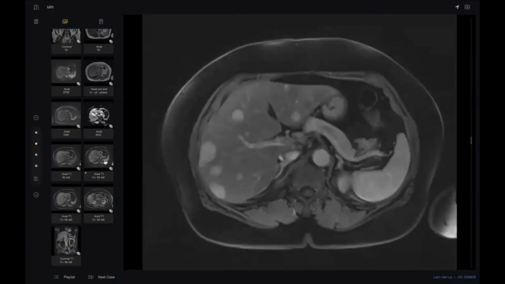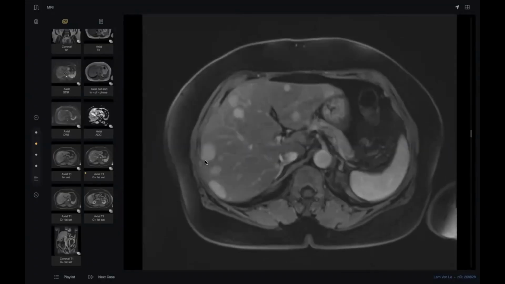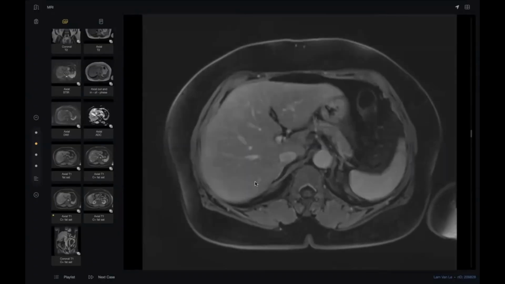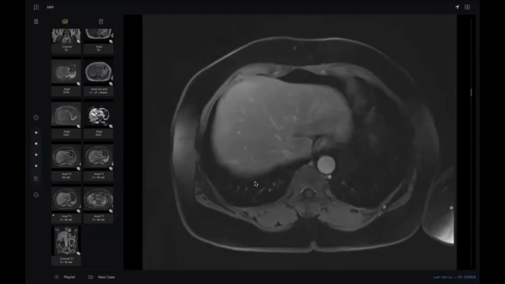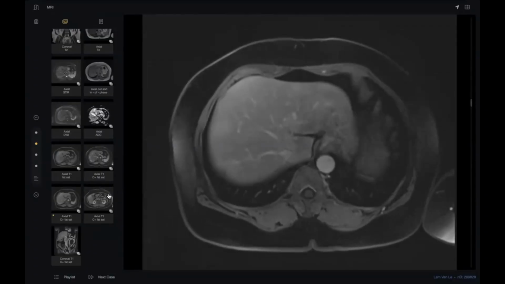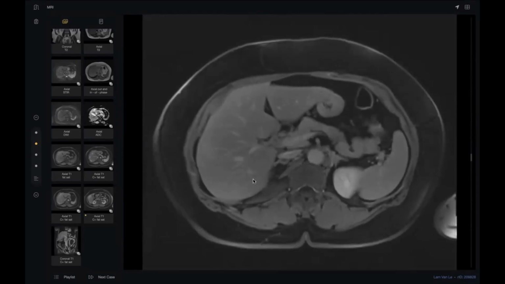Let's revise. In the arterial, marked enhancement. Then in the venous, it is iso, almost iso. And in this one, suppose this is delayed, iso.